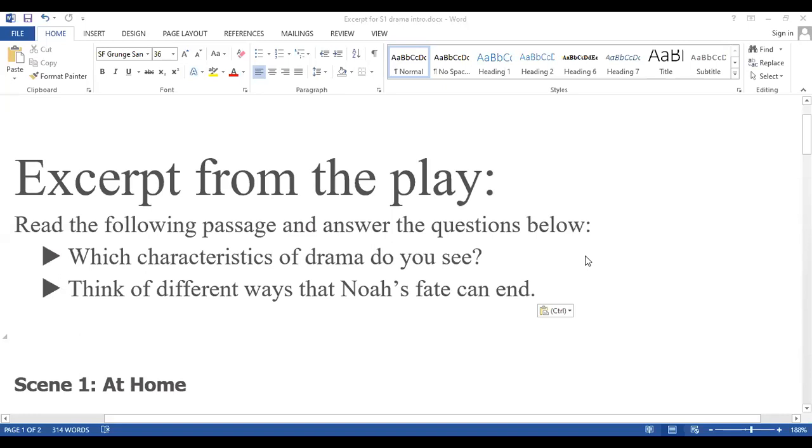So we had an excerpt from a play, and there were two questions to work on. One is which characteristics of drama you saw in the excerpt. And then the second one, just to think of different ways that Noah's fate could end. So different ways in which Noah's story could end. And we're just supposed to think about that.